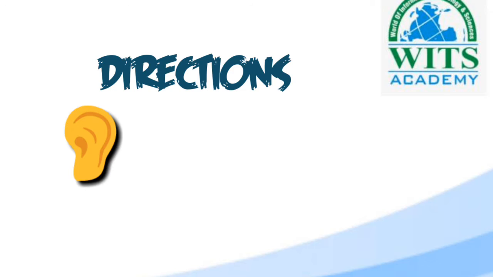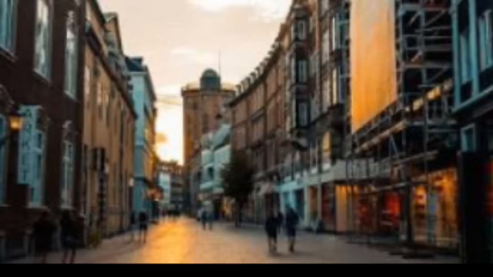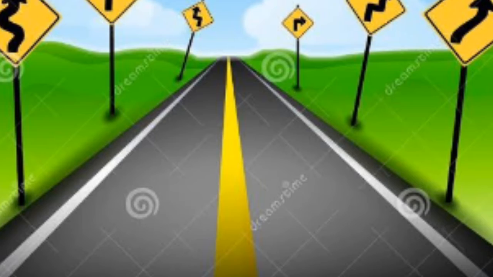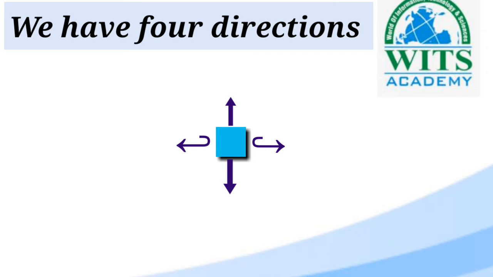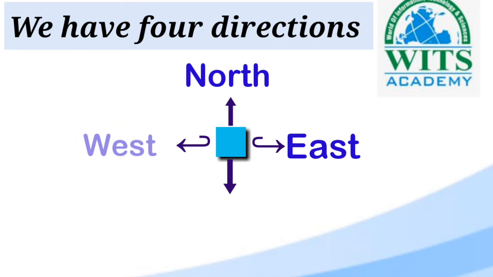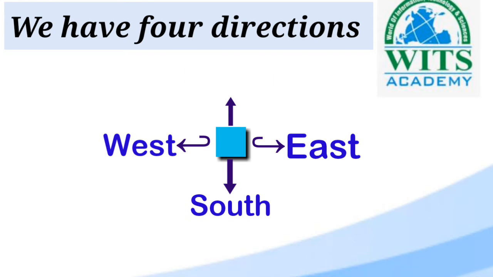Have you ever heard the word directions? What is it? We use directions to avoid confusion. Direction is used to tell the way where we want to go. The main four directions we have: north, east, west, and south.